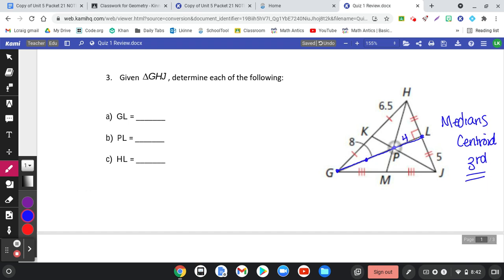Basically, you've got 3 congruent sections. The big part's double the small part. So if I wanted to find PL, it would be 4. And GL, the whole thing would be the 4 plus the 8, which is 12. All right, and because they are medians, you'll notice that the sides are being cut in half. So HL, since LJ is 5, HL is also 5.